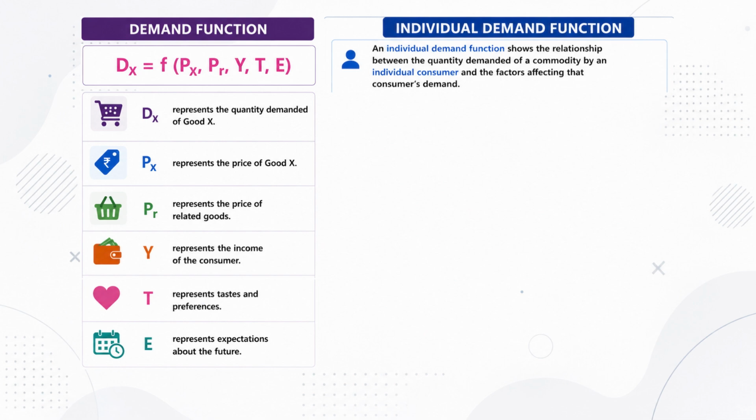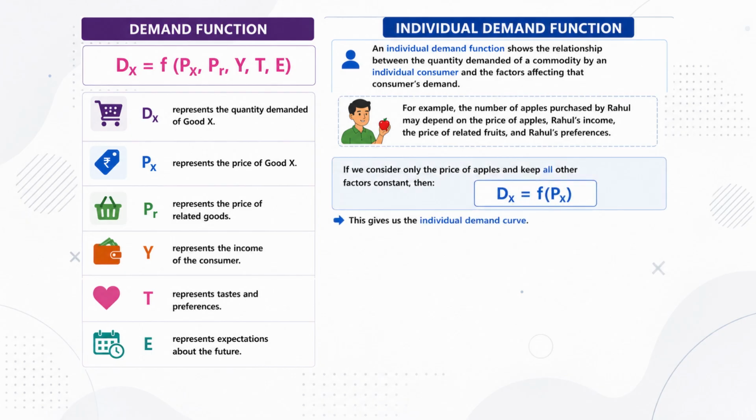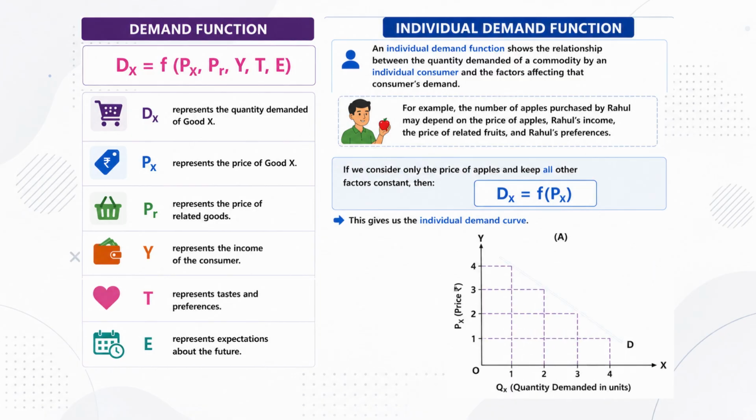An individual demand function shows the relationship between the quantity demanded of a commodity by an individual consumer and the factors affecting that consumer's demand. For example, the number of apples purchased by Rahul may depend on the price of apples, Rahul's income, the price of related fruits, and Rahul's preferences. If we consider only the price of apples and keep all other factors constant, then QDX is a function of PX. This gives us the individual demand curve. The graph has price on the y-axis and quantity demanded on the x-axis.